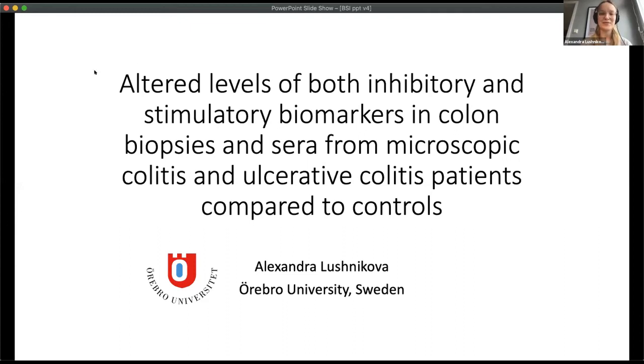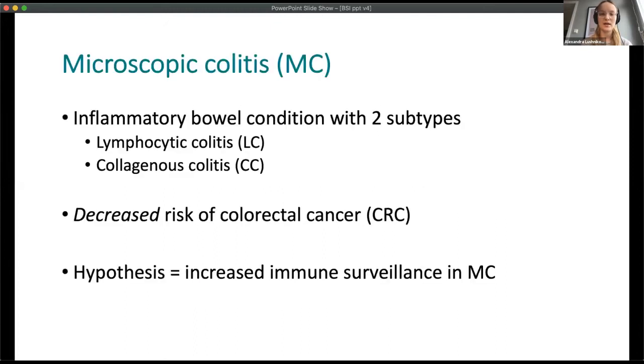And the title of my talk is Altered Levels of Both Inhibitory and Stimulatory Biomarkers in Colon Biopsies and Sera from Microscopic Colitis and Ulcerative Colitis Patients Compared to Controls. So I'd like to start off just by giving a quick introduction to microscopic colitis and the other two forms of more classical inflammatory bowel disease, which are Crohn's disease and ulcerative colitis.